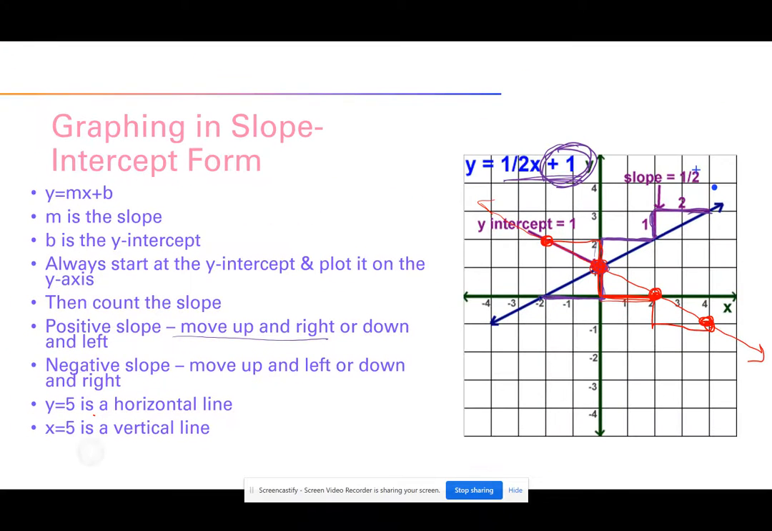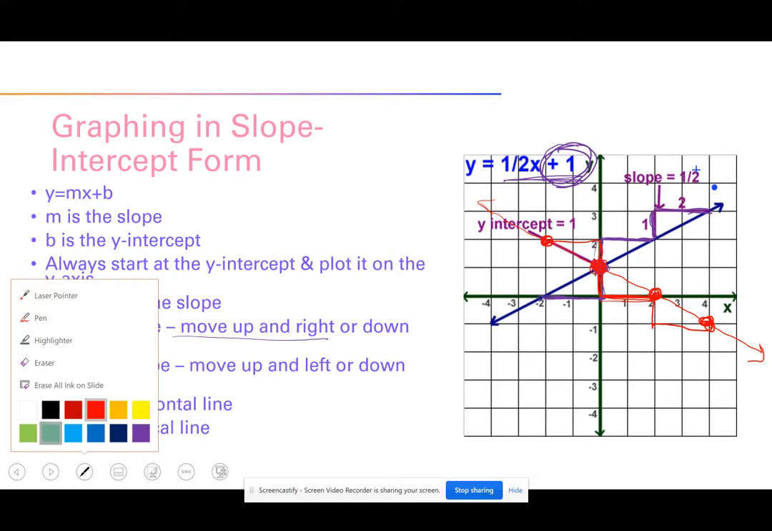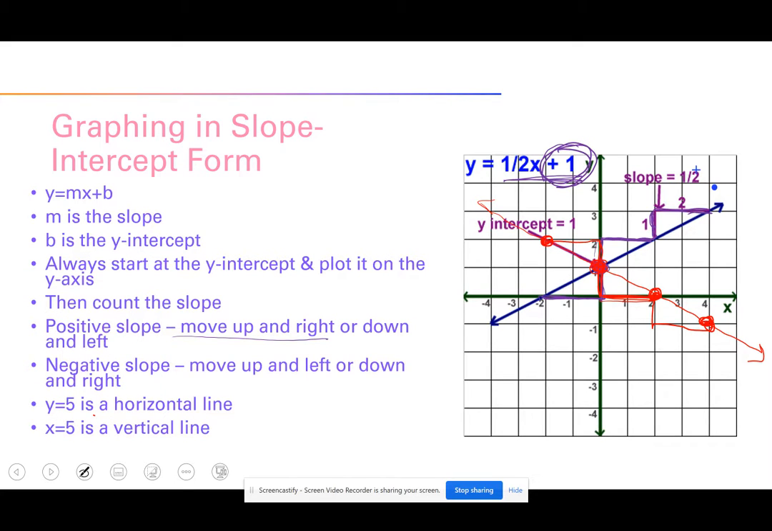y equals 5 would be a horizontal line at y equals 5, because if you think about it, at every point your y value is 5. So you have (1, 5), (2, 5), (5, 5), (-5, 5). It's always y equals 5.